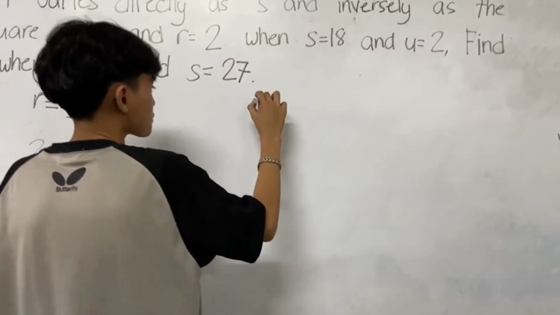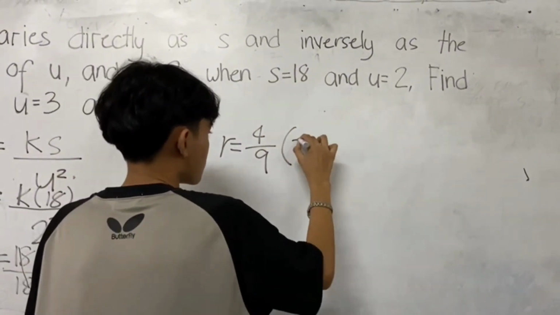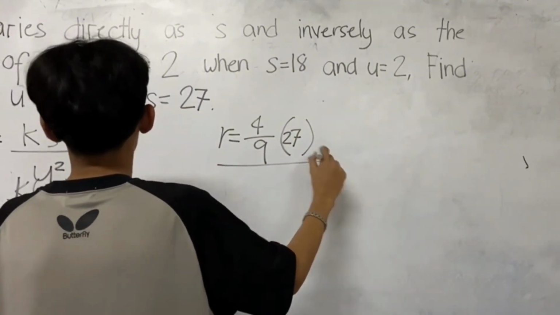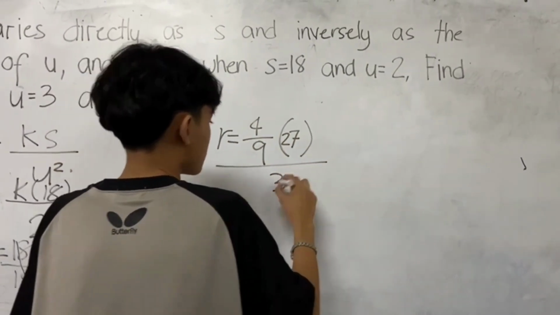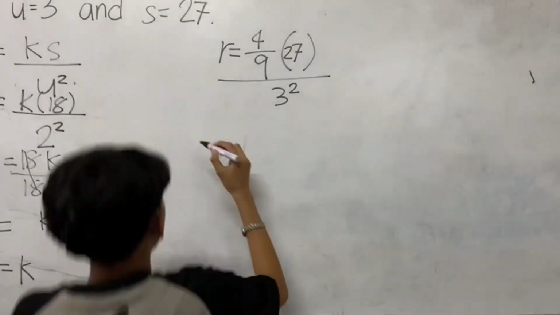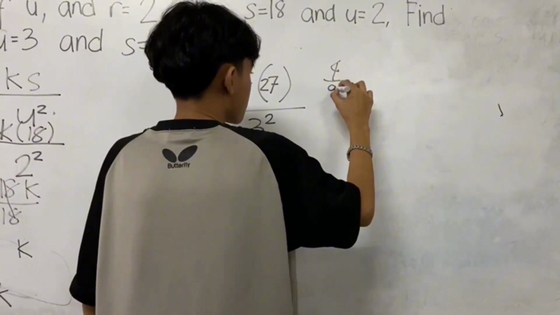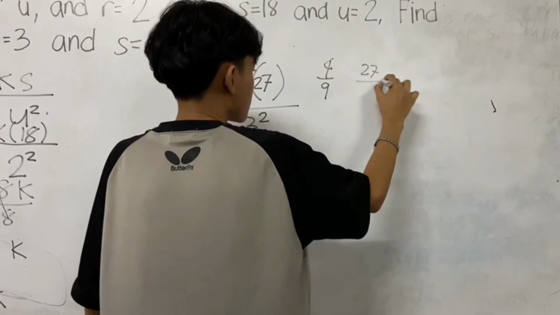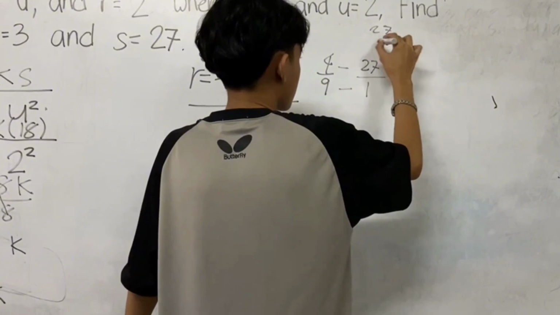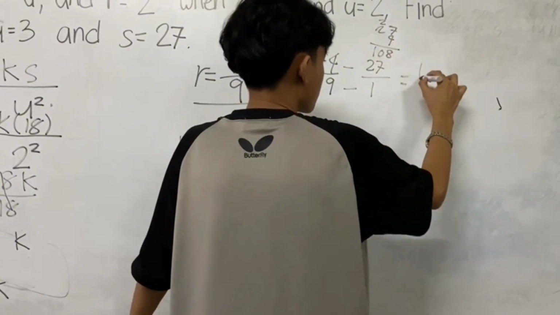Back in the equation, R is equal to 4 over 9, which is the K, and 27 replacement, the S over the value of U. So the value of U is 3 squared, because there's a squared in our equation. So R is equal to, let's multiply the fraction by the whole number. So 4 times 27, 7 times 4 equals 28, carry 2. 2 times 4 equals 8 and 10. So 108.